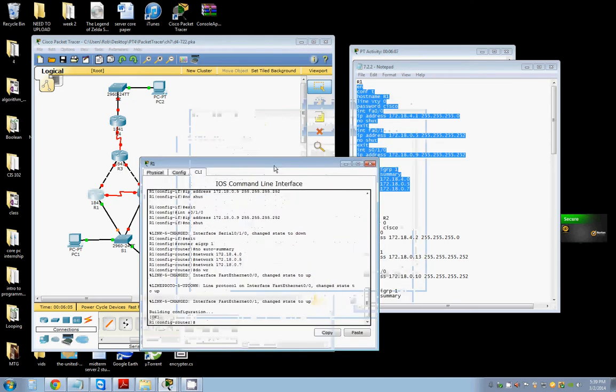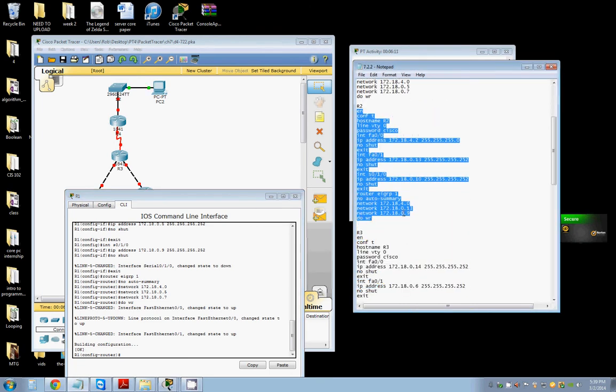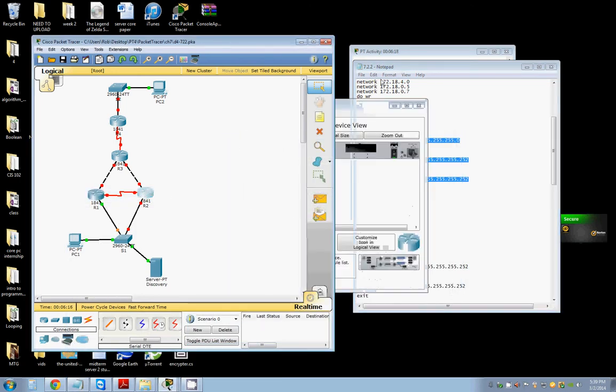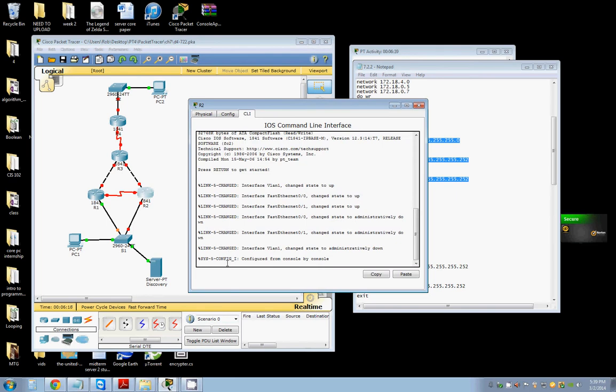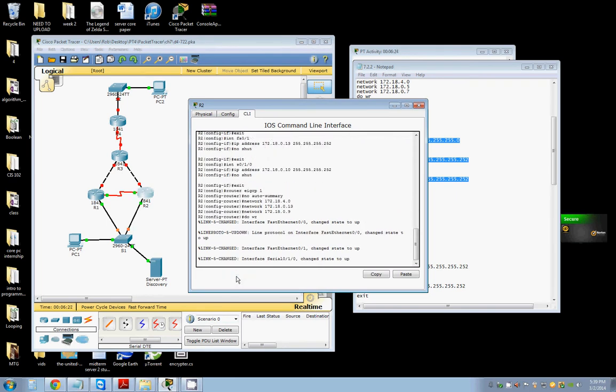Alright, now we'll do router 2. And as these get configured correctly, you'll go ahead and see them connecting to the network.